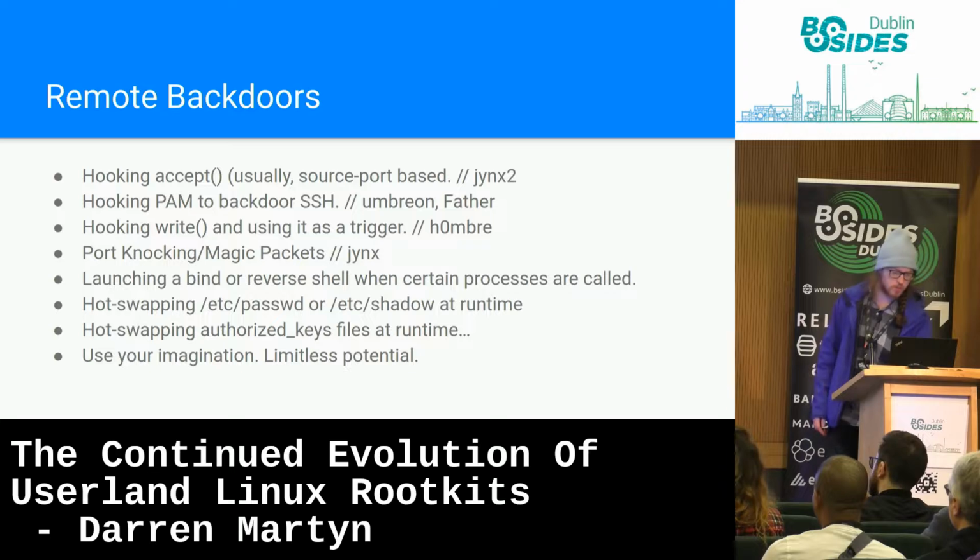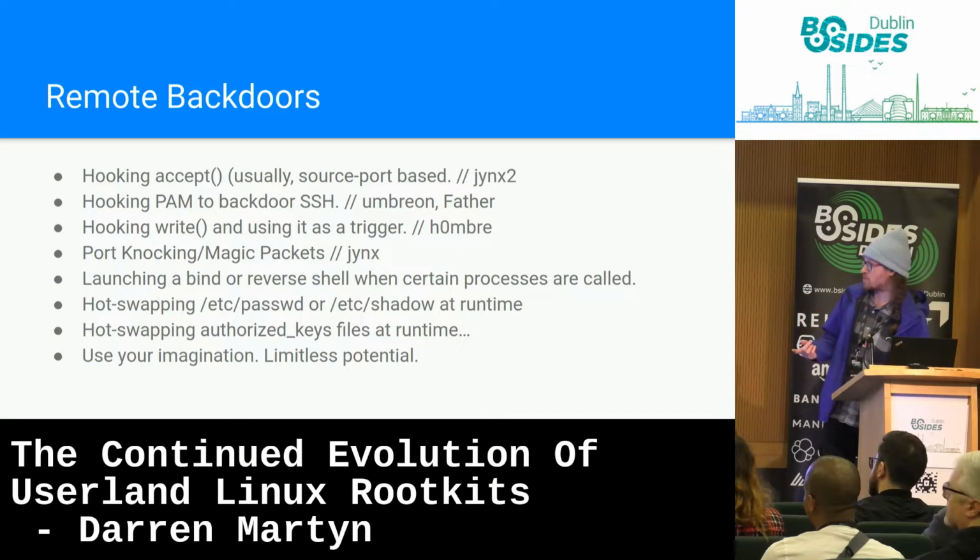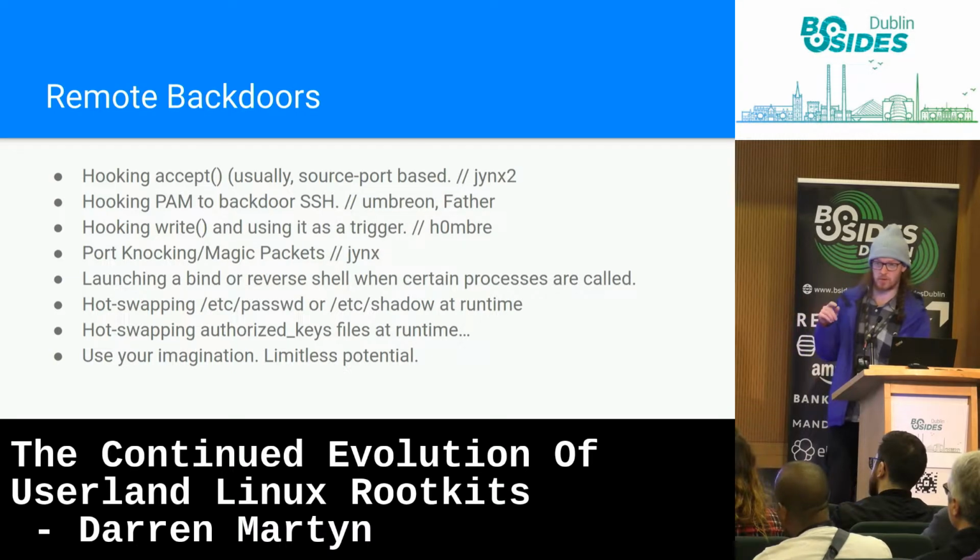And then some of the earlier ones use port knocking and magic packets for their more remote backdoors. If you send a packet with a certain magic value in it, it would send back a reverse shell. Some of the more recent ones I've seen have done stuff like hot swapping /etc/passwd and /etc/shadow at runtime. They intercept the call to read /etc/passwd and give it a replacement passwd file in memory, which I thought was quite neat, to implement an extra user. And some of them do that with the authorized keys file.